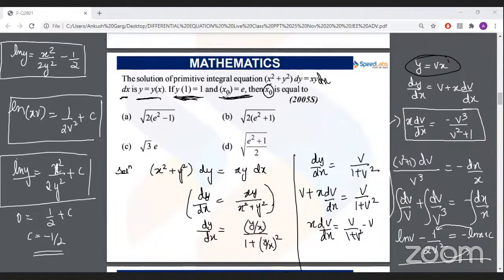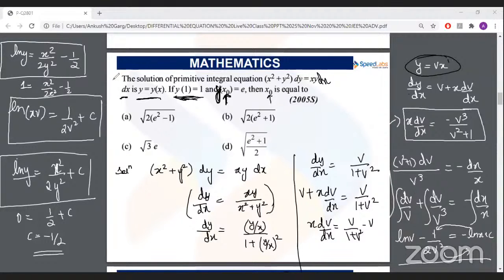And now you have to see for which value of x. It is given to us that y of x naught is equal to e. Then we have to find the value of x. For which value of x does y become equal to e, that you have to find. So what we'll do, we'll put y equal to e over here, right? So if you put y as e, then ln e will be 1, right? 1 equal to x² upon 2e² minus 1 by 2.